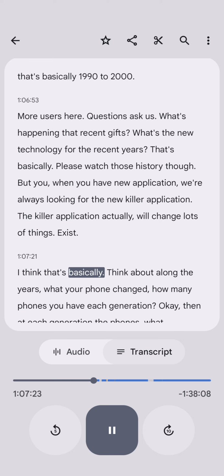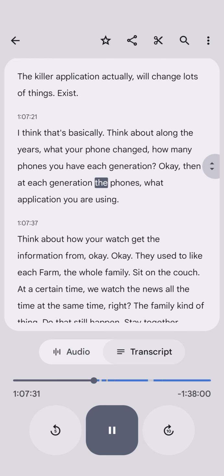Think about along the years what your phone changed, how many phones you have had, each generation. At each generation, what applications you were using. Then think about how you buy stuff, and how you get information. We used to have the whole family sit on the couch at a certain time and watch the news at the same time, right? The family kind of thing.